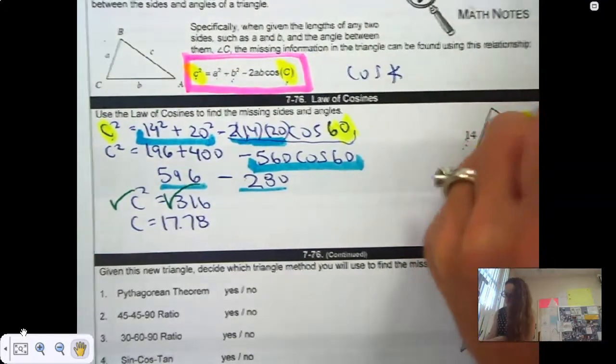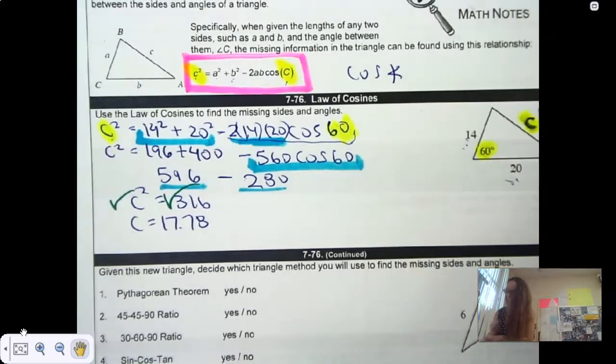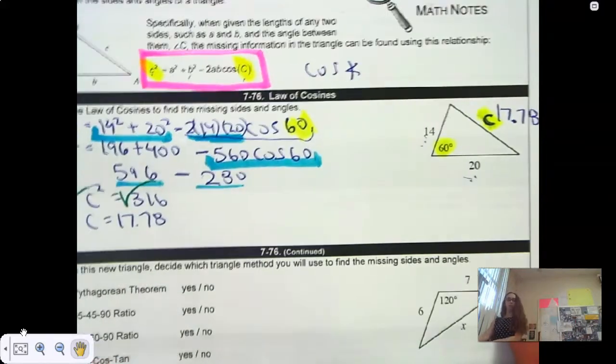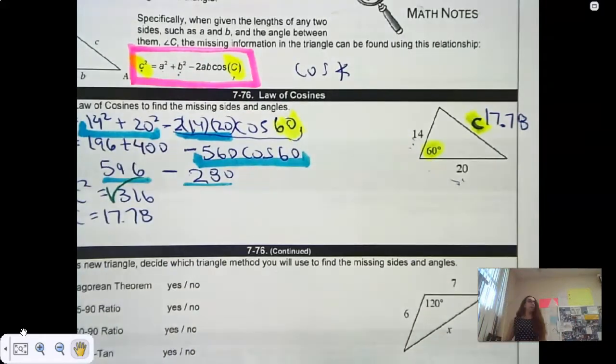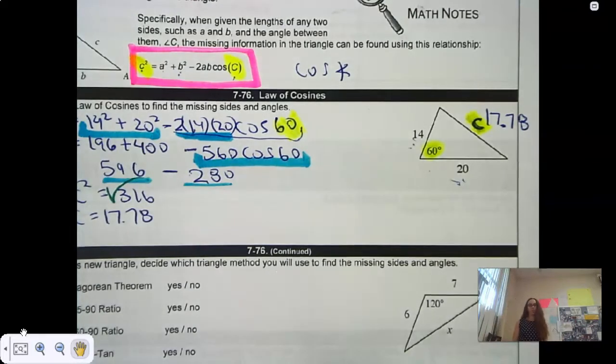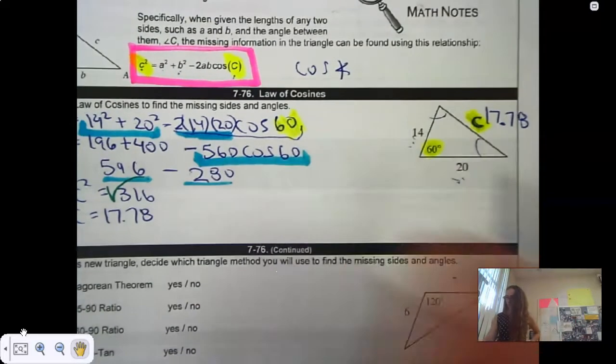So now, 17.78. Okay? So I found that side. Am I done? No. Now I've got to find these angles.